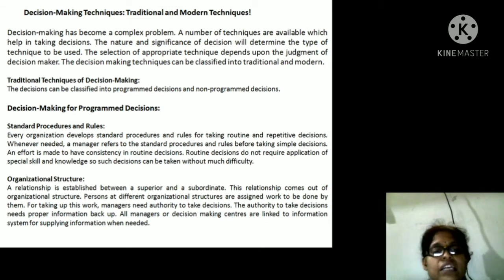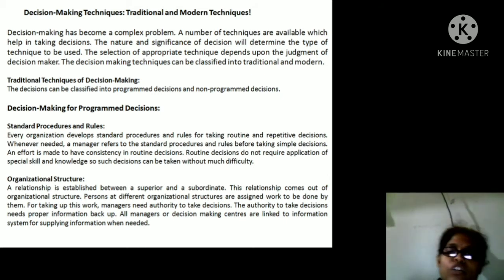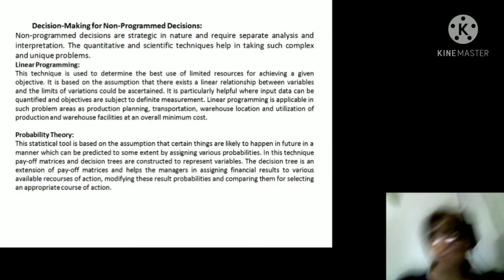For taking up this work, managers need authority to take decisions. The authority to take decisions needs proper information backup. Because managers are mainly involved in decision making, all managers and decision making centers are linked to an information system for supplying information whenever needed. So this is the organizational structure.